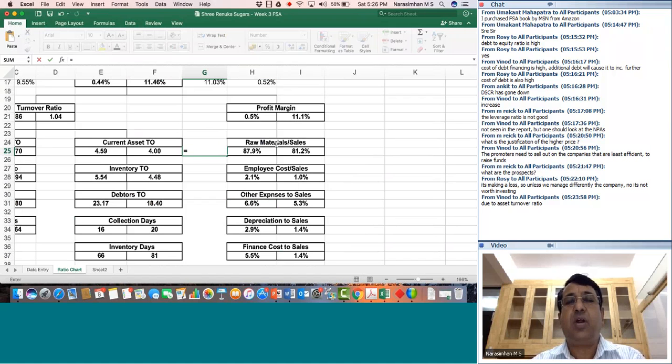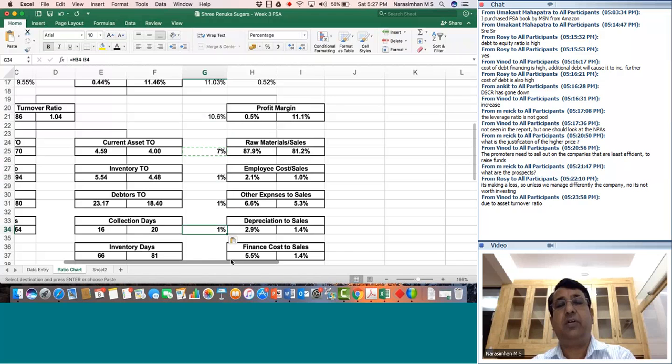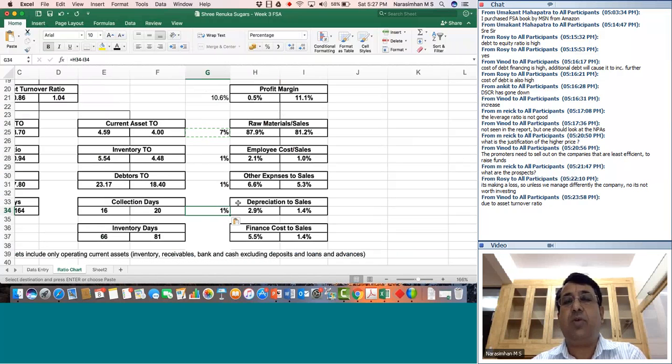And how much each one has contributed. Of this 10.6%, 7% is on account of raw material. And then on account of employee cost is 1%. Again 1%. Again 1%. So these three contributed about 1% each, whereas the major contribution is from the raw material cost. Raw material cost is outside the company's control.